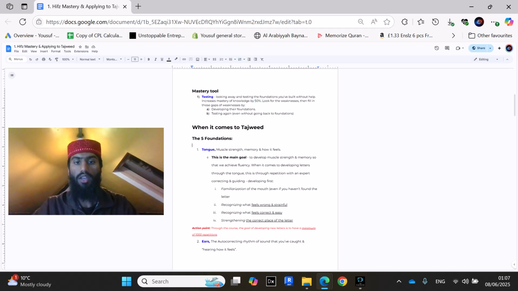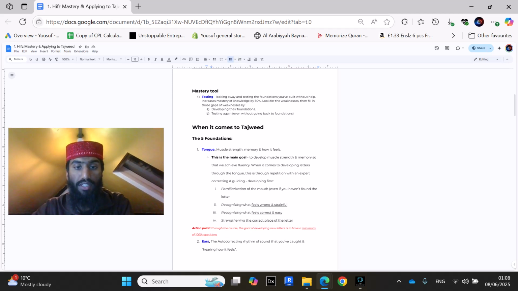Okay. When it comes to Tajweed, then, the tongue, right? The 5 foundations now. Tongue is looking at the muscle strength, its muscle memory, and how it feels. And that is the main goal when it comes to Tajweed as well. That is to build the muscle strength and memory so that you achieve fluency of letters and Quran.